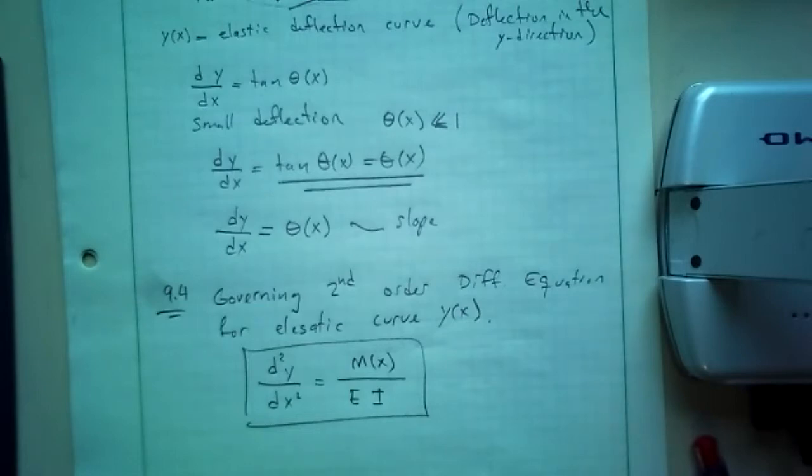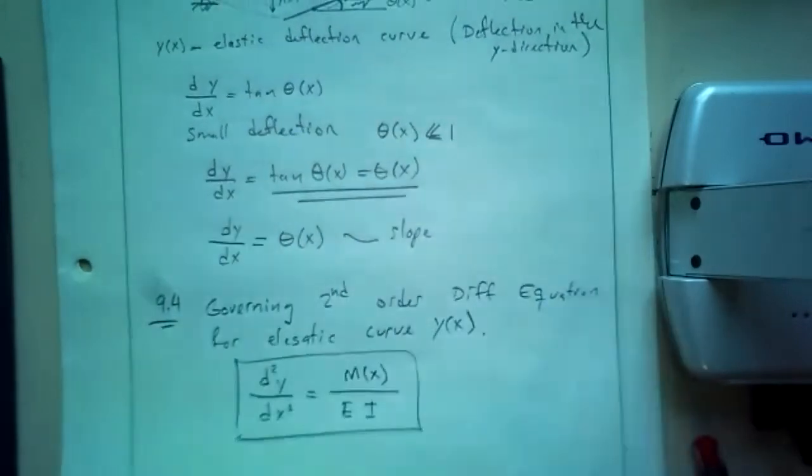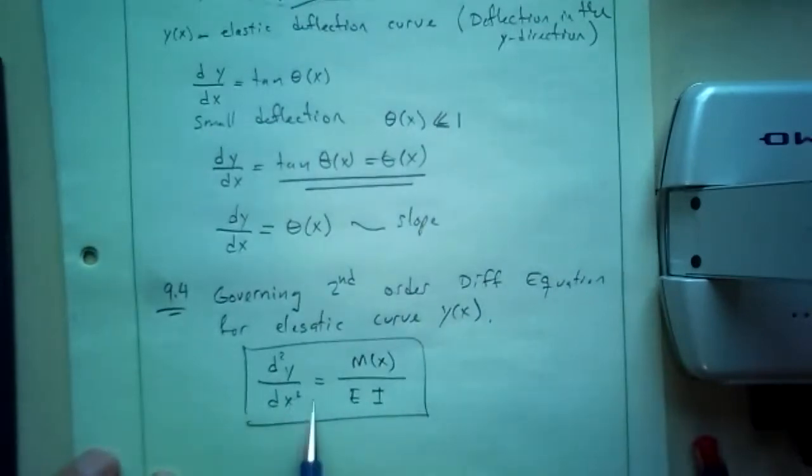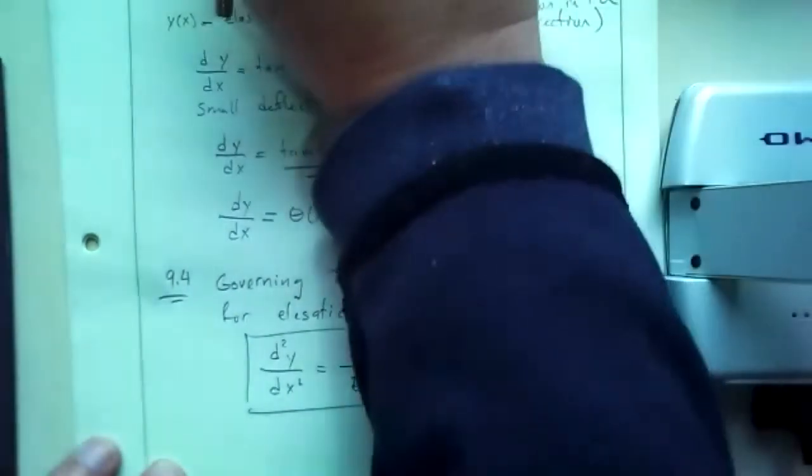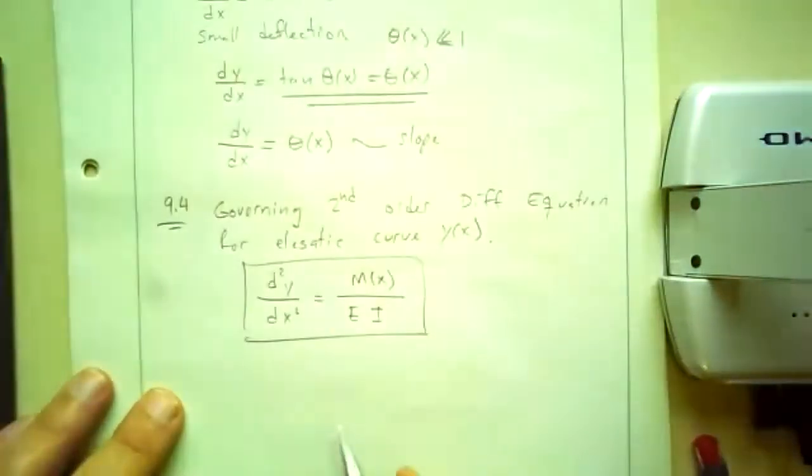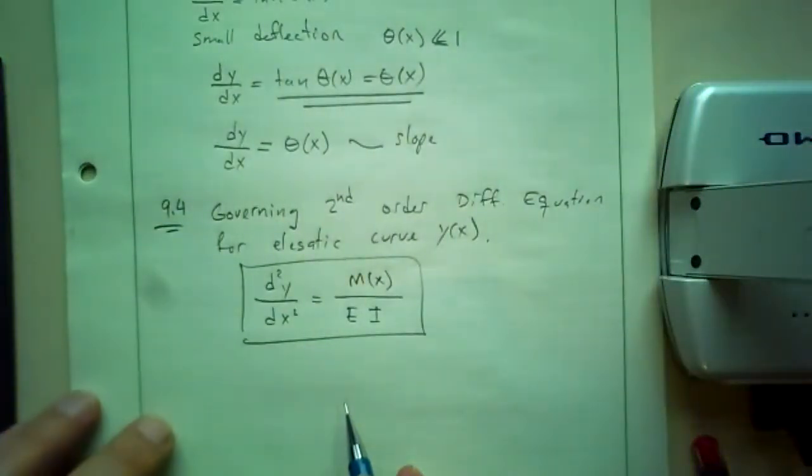So how do I get deflection from that? Well, if I integrate this twice, I get deflection. If I integrate it once, I get slope. So let's do an example. Obviously, I have to have some boundary conditions because there will be some integration constants that I have to deal with, and we'll talk about boundary conditions in a minute.